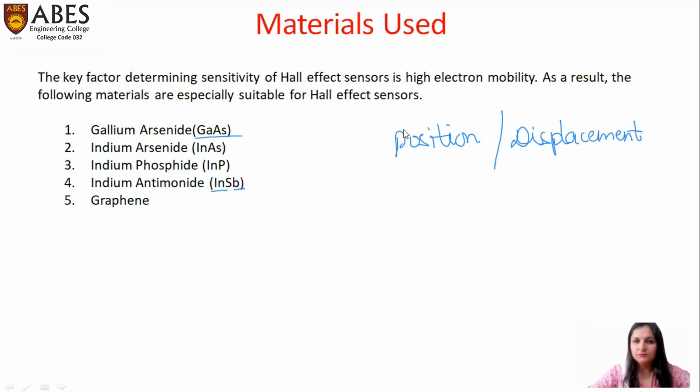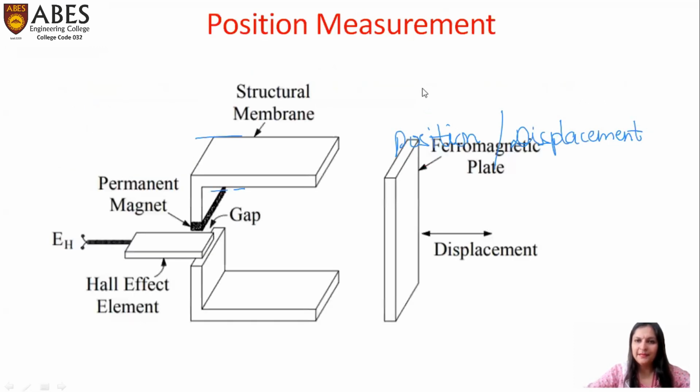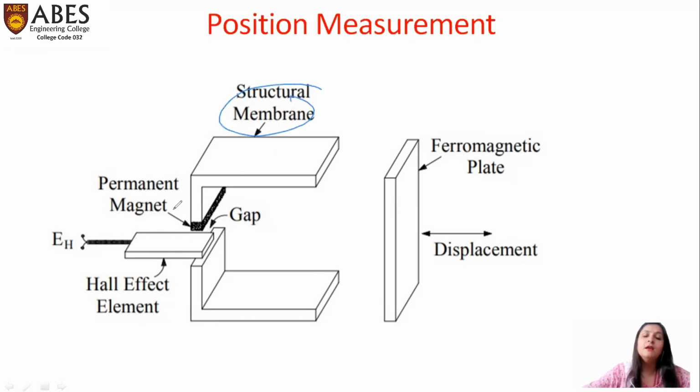So to have this displacement measurement, we will be needing a structure like this, where we will again be using a Hall effect element. This Hall effect element is nothing other than the Hall sensor. Then we have a permanent magnetic field. There will be a gap in the magnetic field. This is the structural membrane of the magnetic field. When this Hall effect strip, the Hall effect element, is put under this gap, an EMF is produced over the other side of the strip.